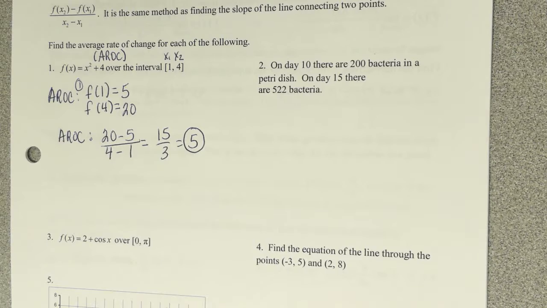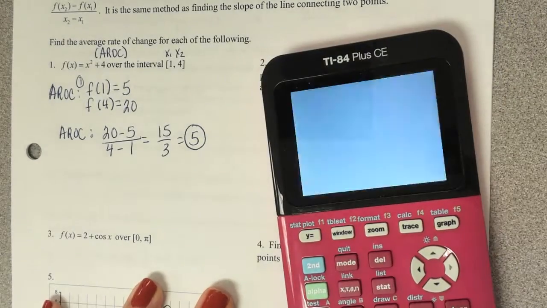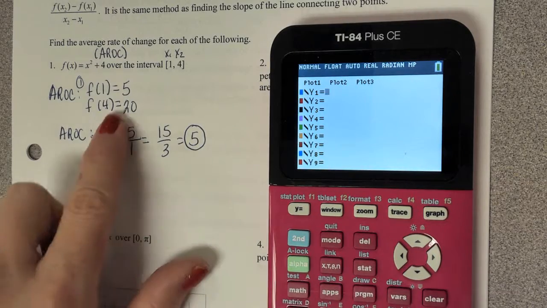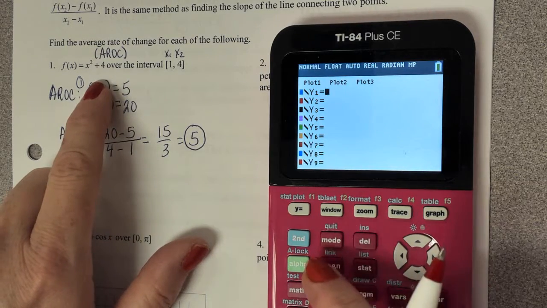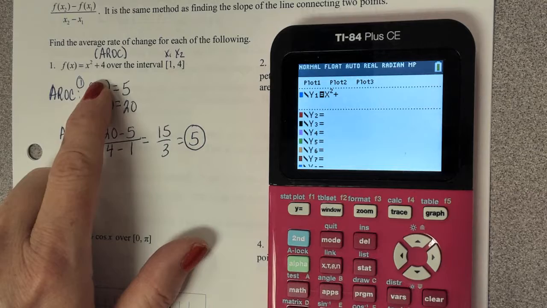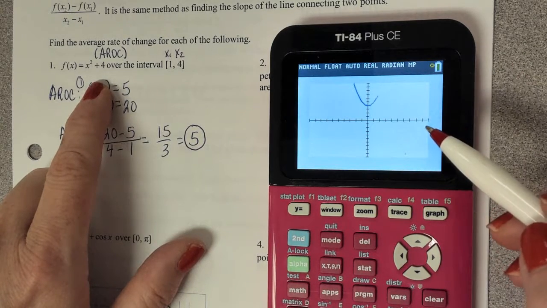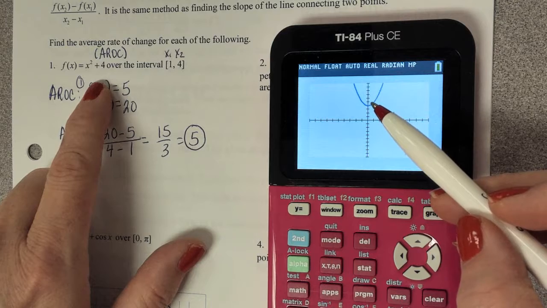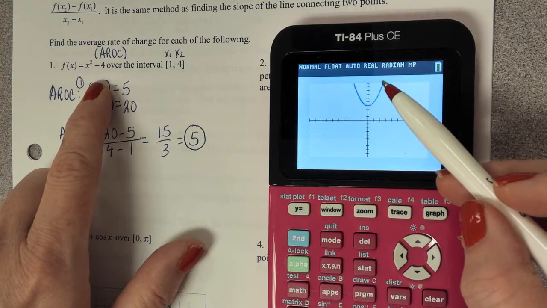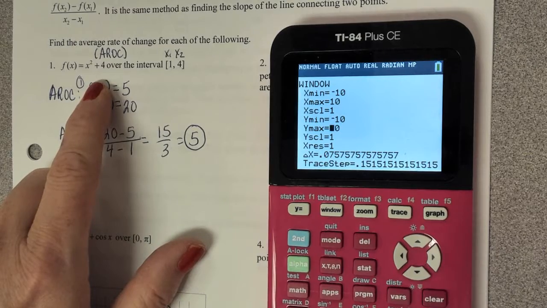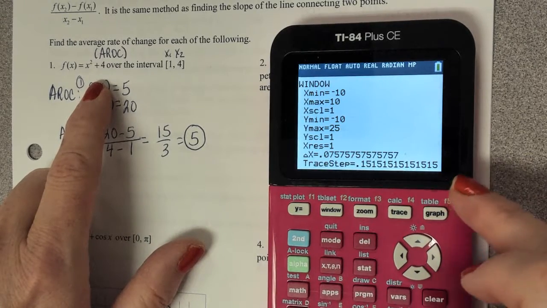Let me show you this from a visual point of view. Here's what we're doing. I also could have done this on the calculator. I have x squared plus 4. If I just look at that, I'm looking at this between x equals 1 and x equals 4. X equals 4 is really high up there. So I might want to make this go a little higher.